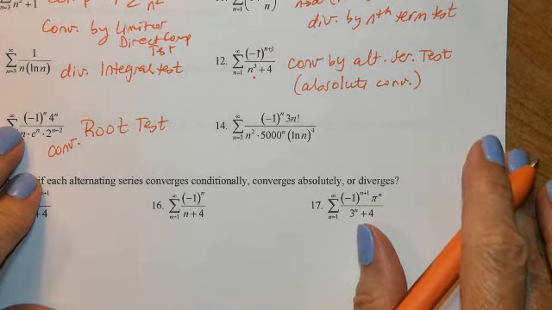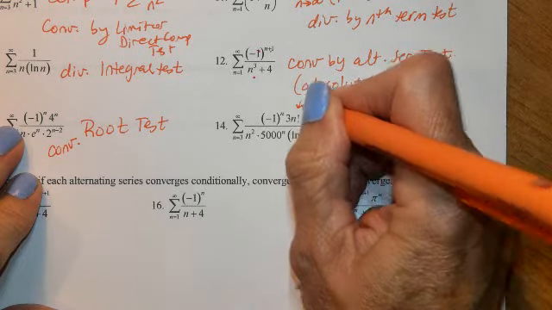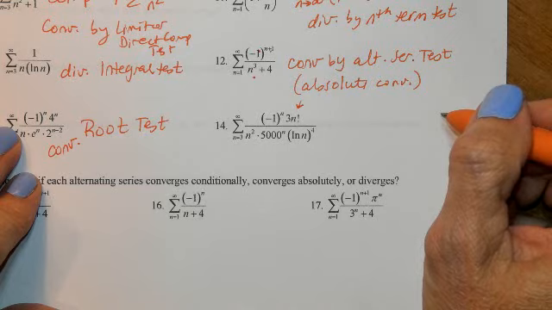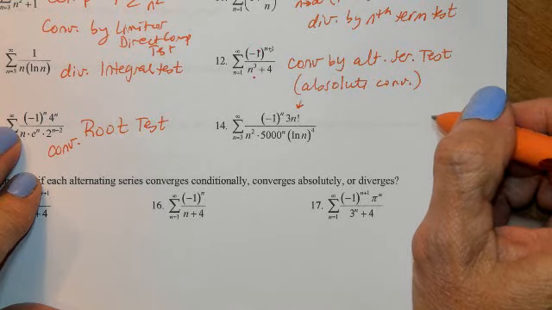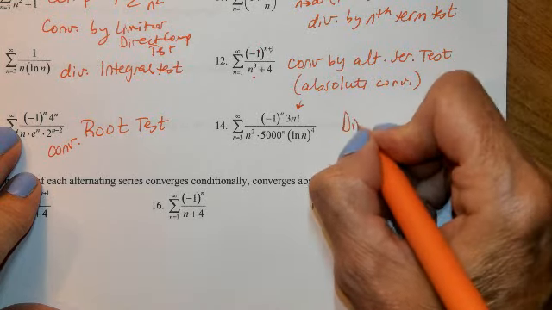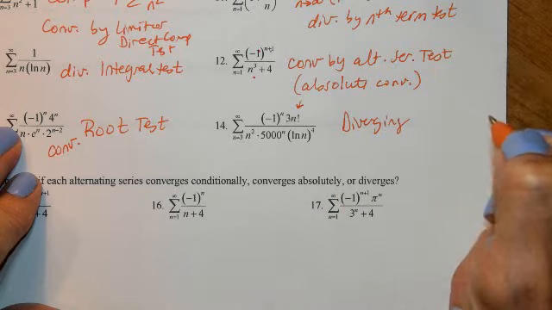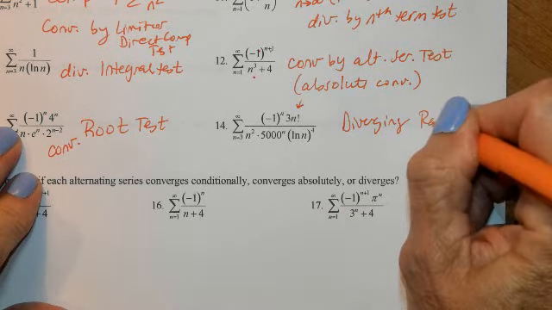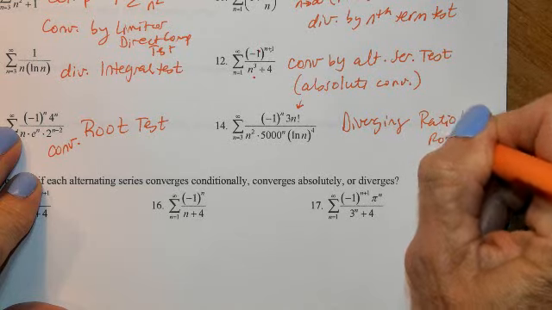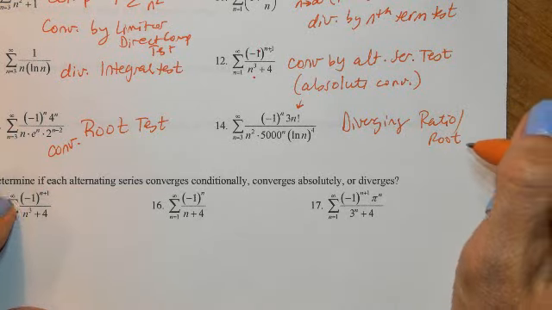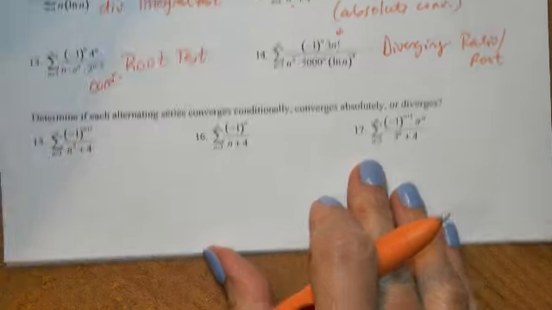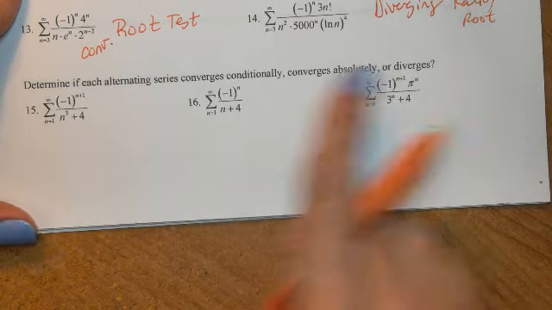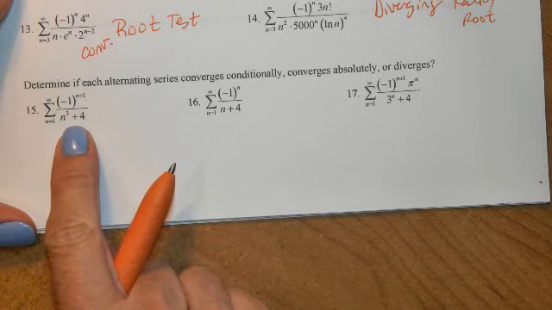What about number 14? I see Big Mama in the house, and she's plopped up on top of that fraction. What's she going to do? She's going to make this diverge. This is definitely diverging. Which test would you use? Ratio or root? Either one. Okay. Conditional versus absolute, or does it diverge? Okay. What about this one?